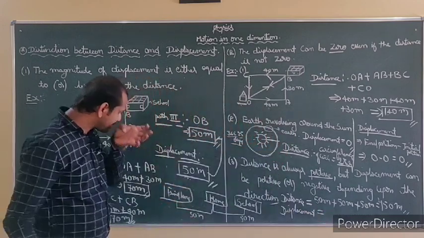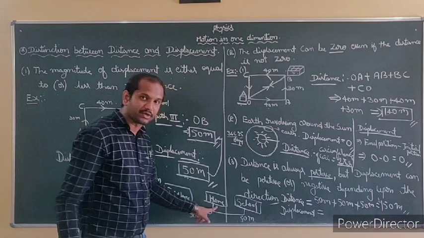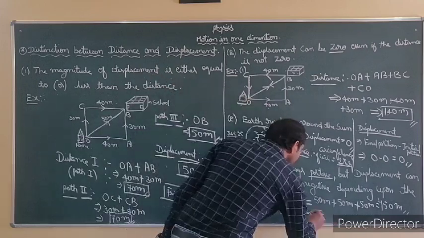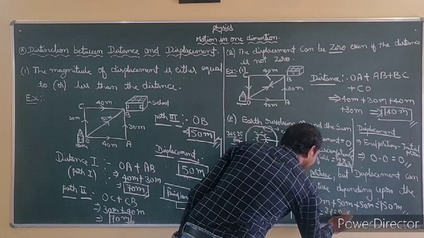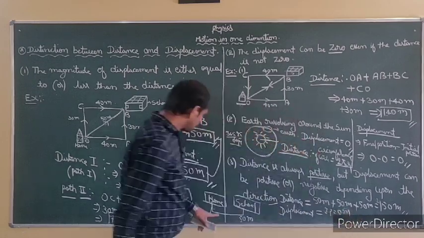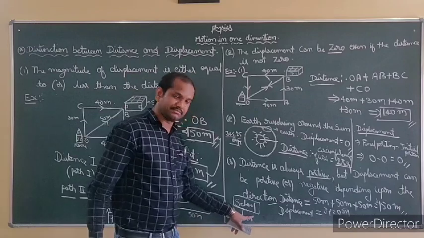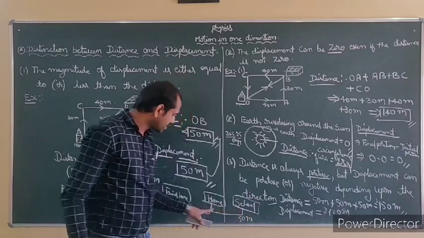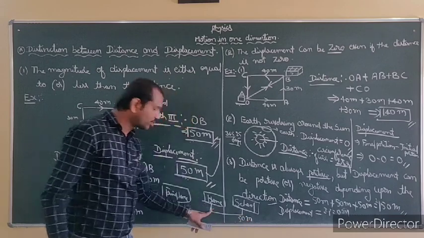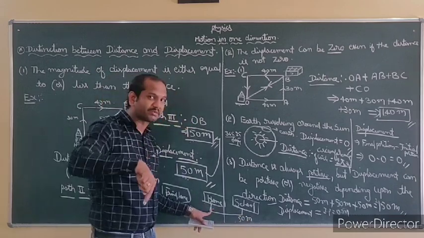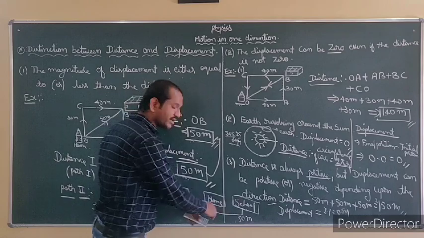Look here. For displacement, you are leaving your home, so your initial position is 0 meter. You can consider that. You are understanding? You left your home to school and reached 50 meters. Again you came back to home. Then your displacement became 0. Why? Your initial position and final position are both 0.